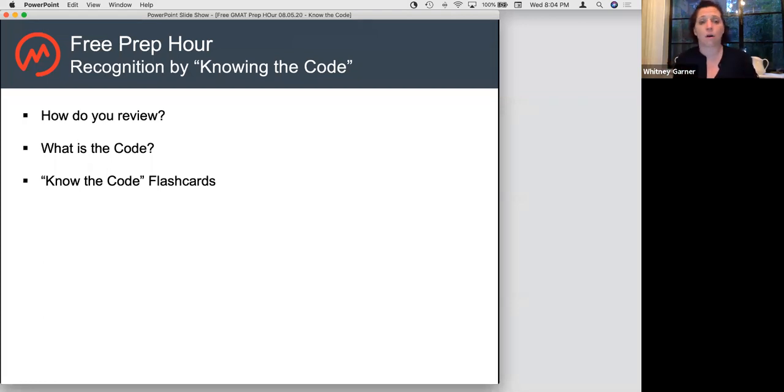This isn't just a quant thing, although we are going to start there because sometimes they're the easiest to see or to at least comprehend. Code signals are everywhere, all through reading comp and critical reasoning and sentence correction. So tonight we're going to see a little bit of everything.